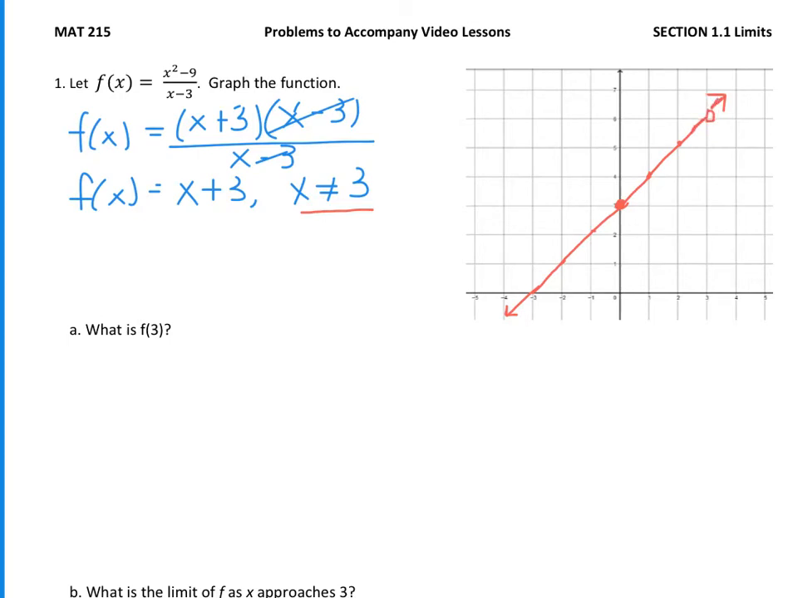Now the first question asks us, what is f of 3? Well, we just got done saying that x can't be 3. 3 is not in the domain. So f of 3 then is undefined.